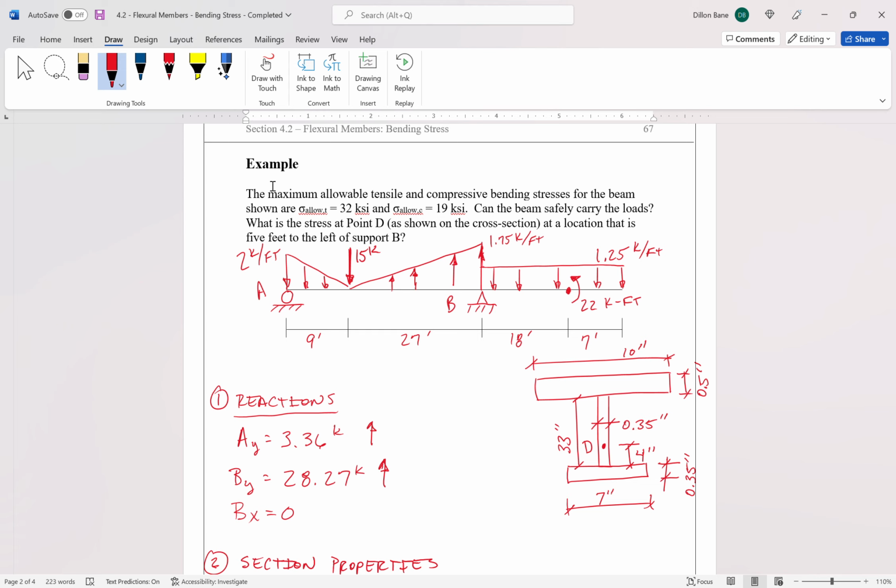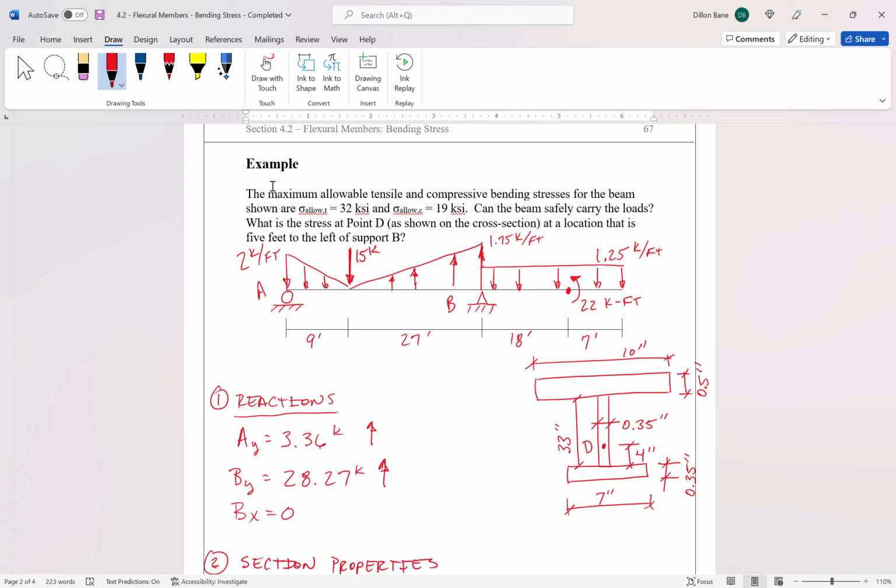The question is, can the beam safely carry the loads? I've given you an allowable stress. Let's calculate the actual stress and compare them to the allowable stresses. If we're below the allowable stresses, we're good. If our actual stress exceeds the allowable stress, the beam has failed.